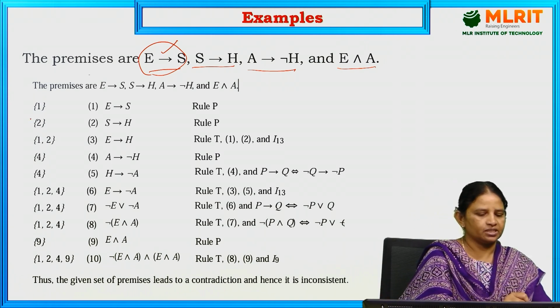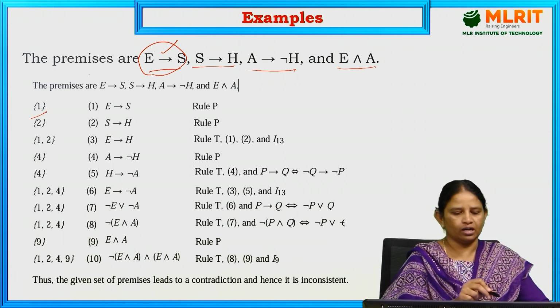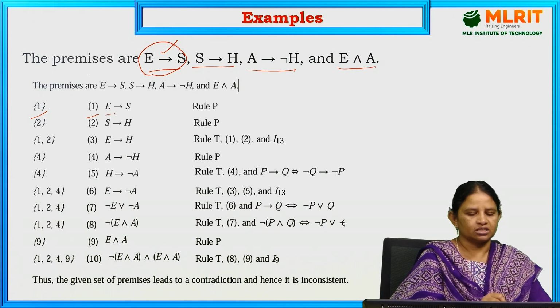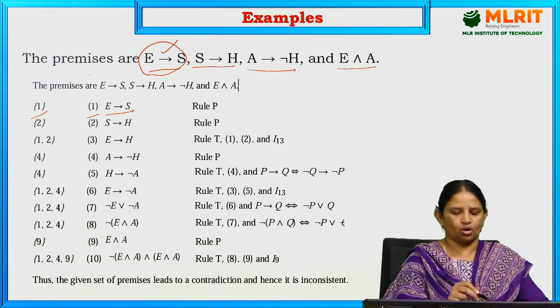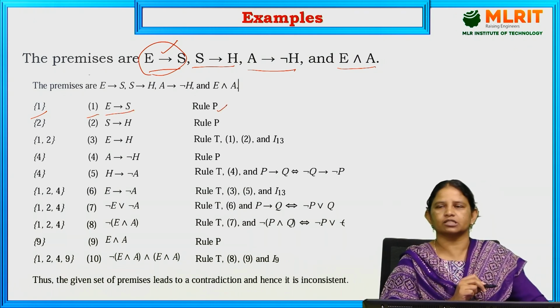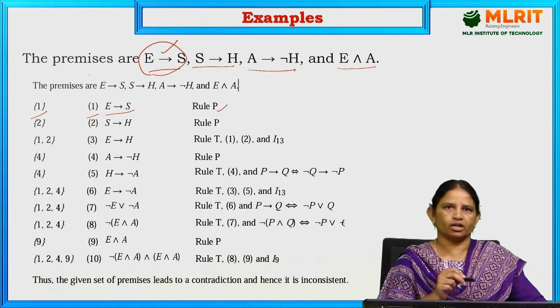That is premise number 1. Take the first one, that is E tends to S. It already exists, so we can call it rule P. That is, E tends to S is already present. We can call it as rule P.